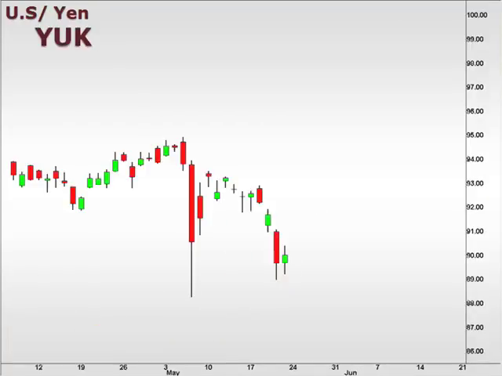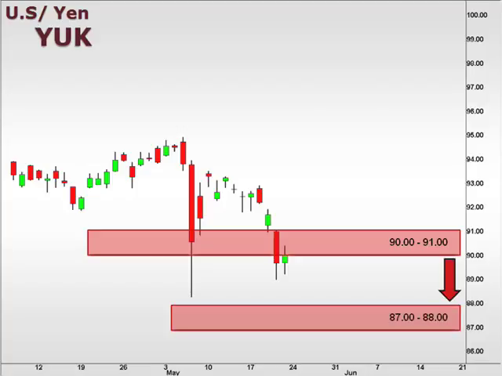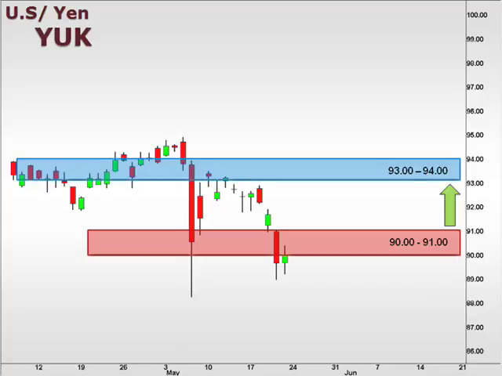Now, the U.S. dollar slipped lower against the yen as the YUK hovers precariously within the support zone at the 90.91 level. Further weakness is likely to result in a test of this 87.88 focal zone. A bounce out of 90.91, however, is likely to meet with resistance within this 93.94 box.